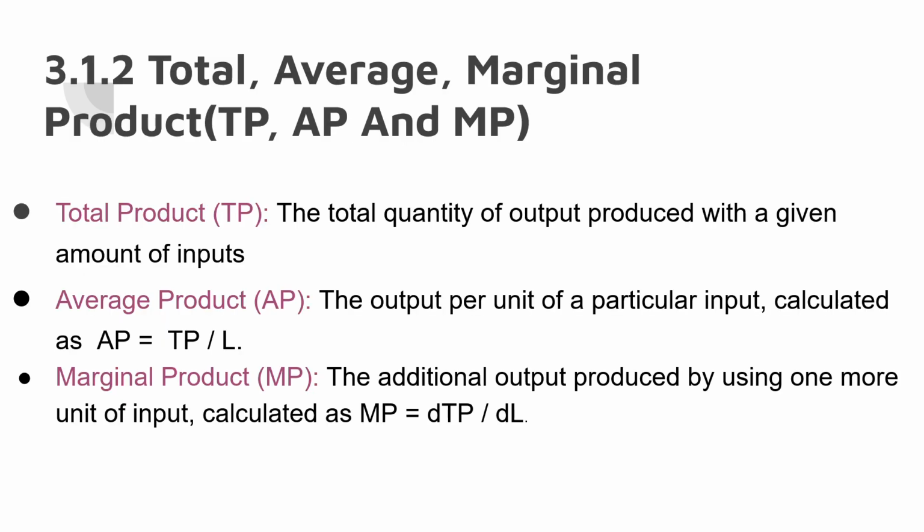Let's break down some important concepts: total, average, and marginal product, TP, AP, and MP. Total product, TP: the total quantity of output produced with a given amount of inputs. Average product, AP: the output per unit of a particular input, calculated as AP equal TP by L. Marginal product, MP: the additional output produced by using one more unit of input, calculated by MP equal dTP by dL.